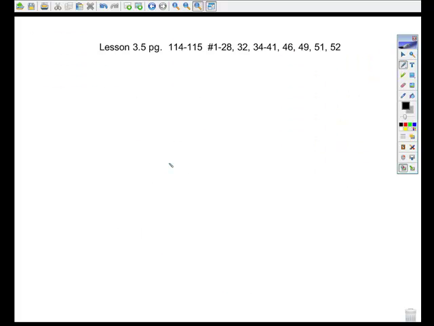All right, here's your assignment for lesson 3.5. If you want to get started on it, you don't have to. You're going to work on it during class tomorrow. But here it is, page 114 to 115, numbers 1 to 28, 32, 34 to 41, 46, 49, 51, and 52.